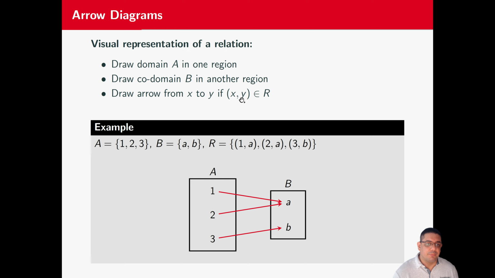Now, we can do visual representations of a relation. We draw the domain A in one region, and we draw the codomain B in another region, and we draw an arrow going from x to y for any ordered pair (x, y) that belongs to the relation. So for example, if A is {1, 2, 3}, and B is {a, b}, we can draw the relation {(1,a), (2,a), (3,b)} by this diagram. 1 relates to a, 2 relates to a, 3 relates to b.